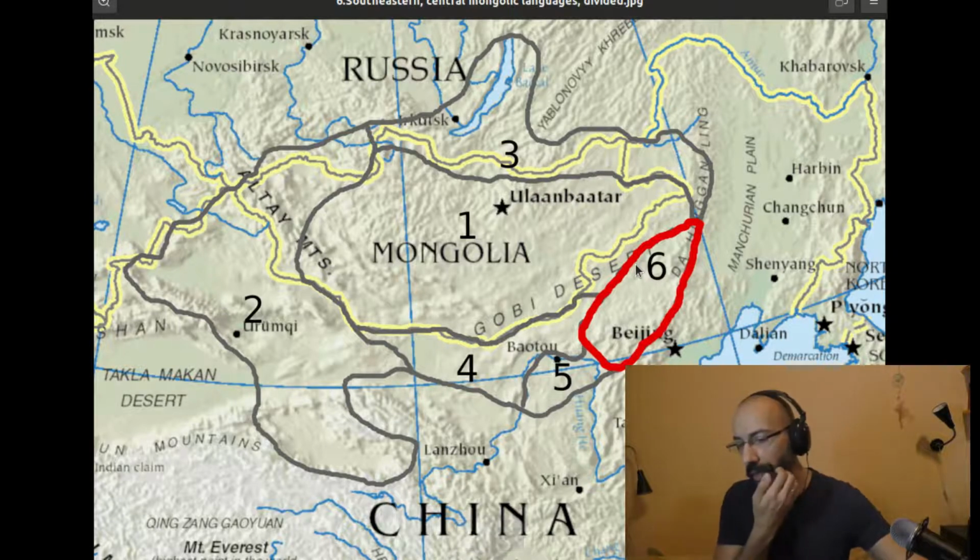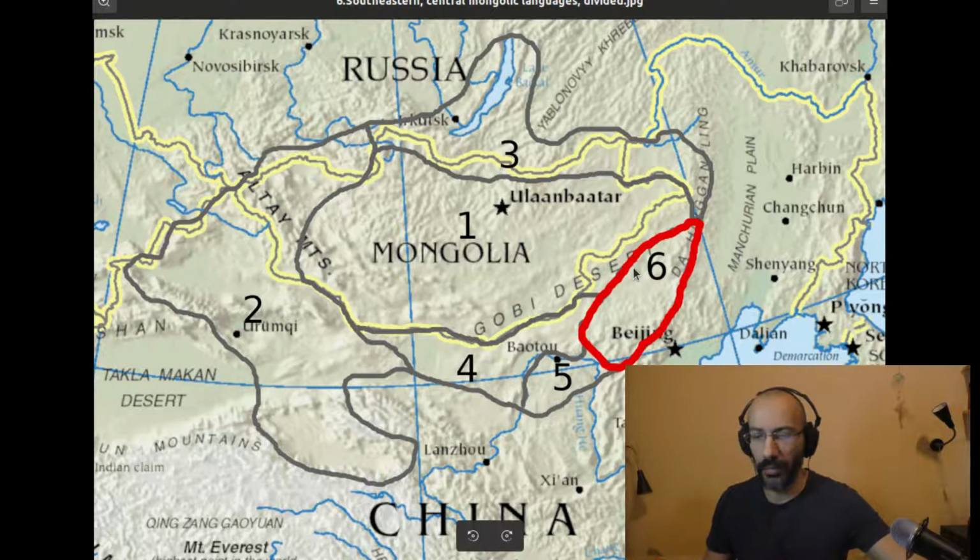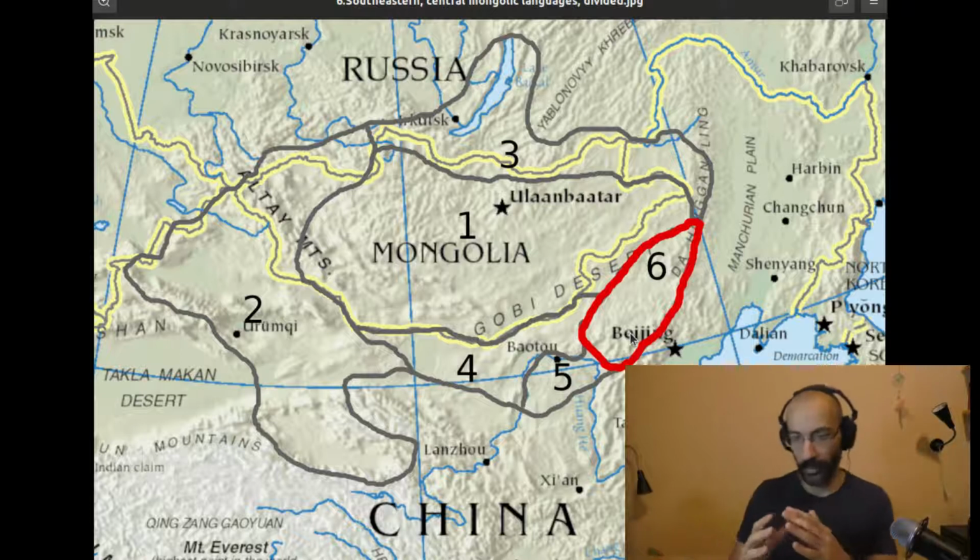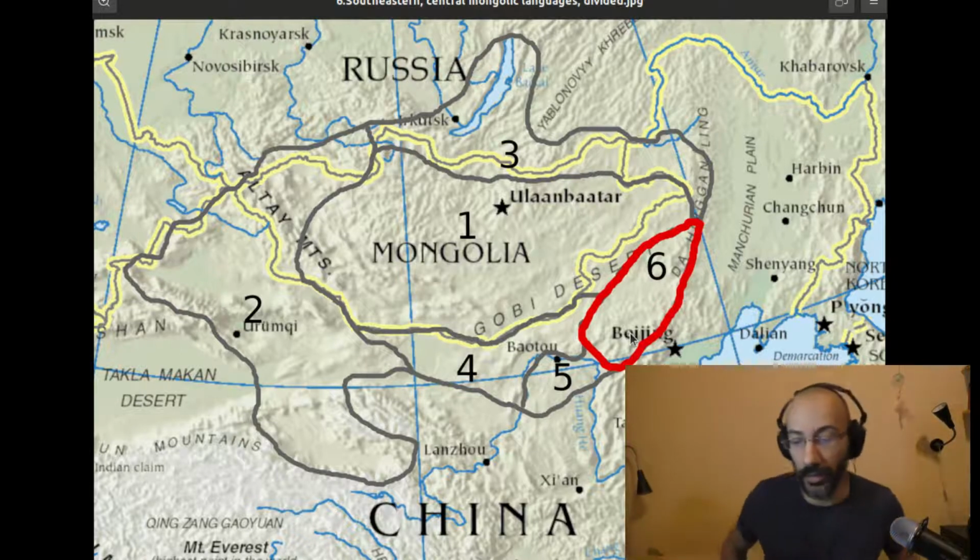So yeah, if we split this area into 2 halves, then the eastern half would be the Horchin area, where the Horchin variety of Mongolian is predominant, and the western half would be the Kishiktin-Barin area. So Kishiktin and Barin are also 2 dialects, let's say 2 varieties of Mongolian.